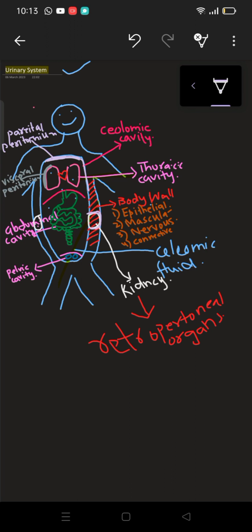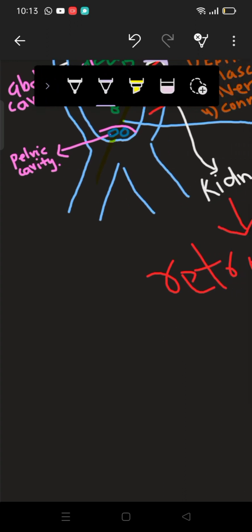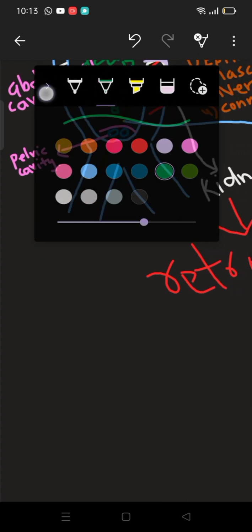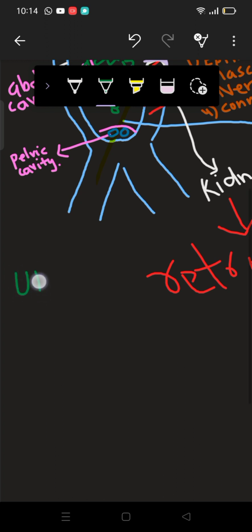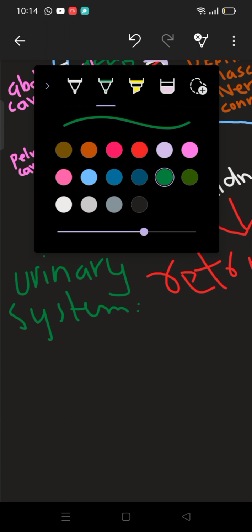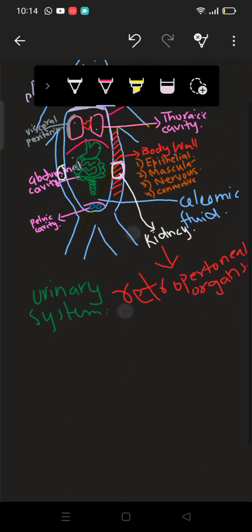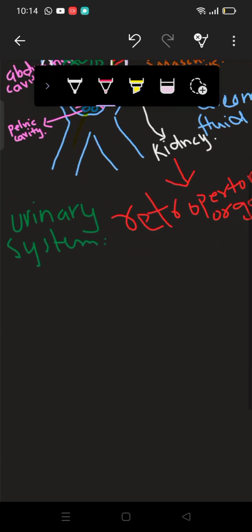Now we have some characteristics of the kidney, but before going towards the kidney, we need to know what organs are involved in the urinary system. So I'm going to write here: urinary system. What organs are involved in the urinary system? Let me make it here so it is more clear to you. I'm going to draw the human body again. So this is the human body.